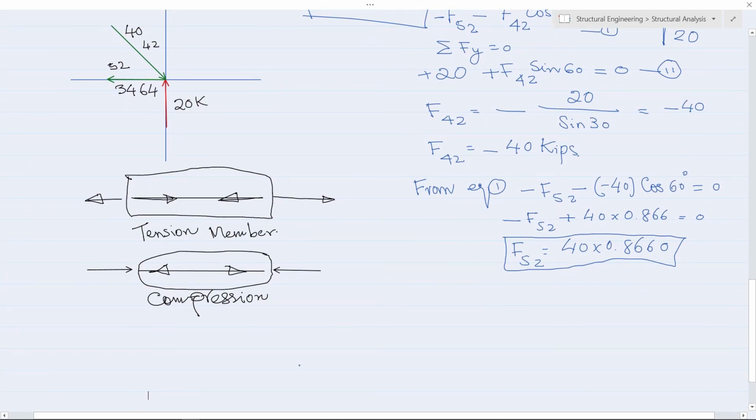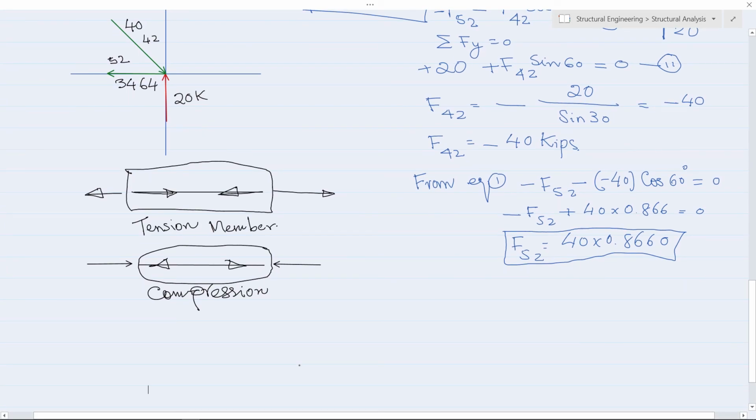So far we have completed today's lecture. Tomorrow or after this, we will develop another one where we will calculate the internal forces based on either the method of joints or the method of sections. Thanks a lot. Goodbye.